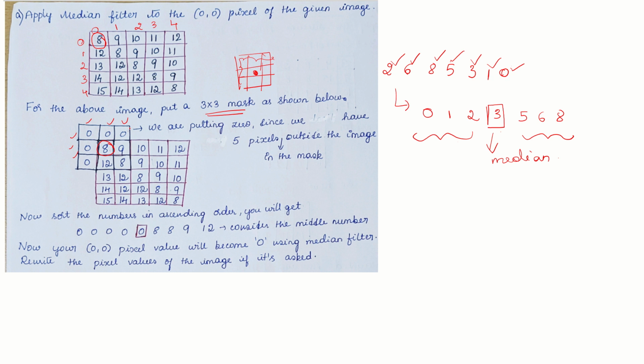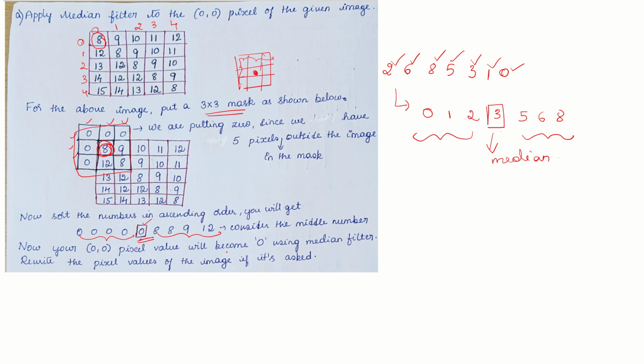Now our work is to sort these elements. If I sort them in ascending order, what will I get? 0, 0, 0, 0, 0 will be placed first, later 8, 8, 9, 12. Now I have to consider the middle number, leaving 4 elements after it and 4 elements before it. This is my value. So now I have to replace the 0, 0 pixel element, that is 8, with 0. Now your 0, 0 pixel value will become 0 using the median filter.